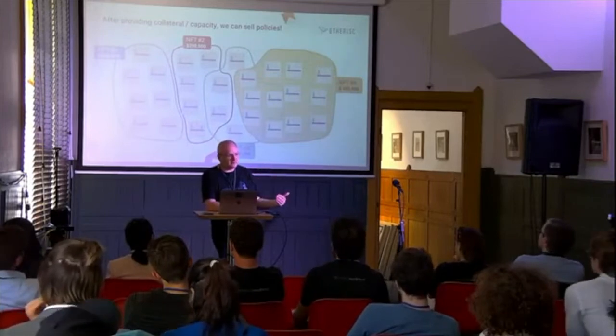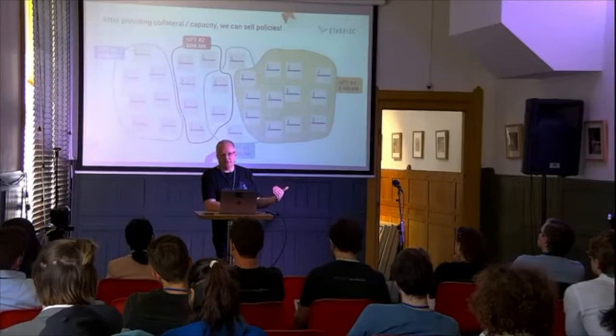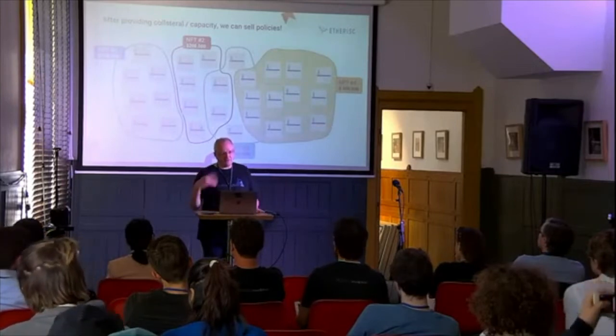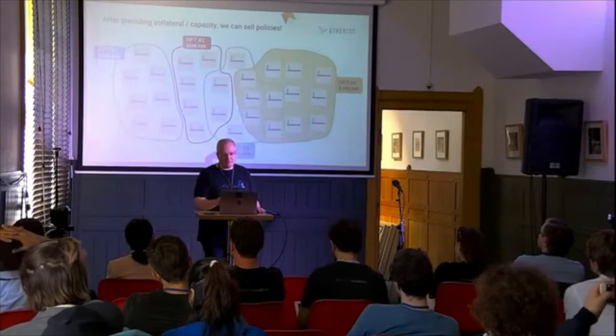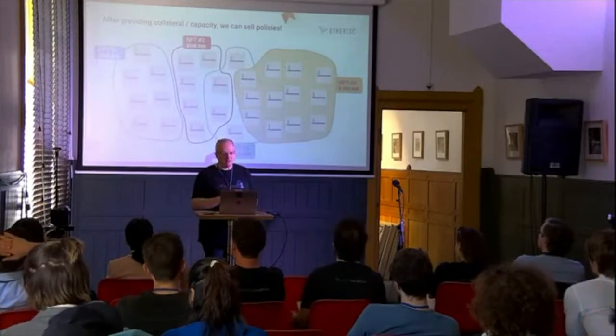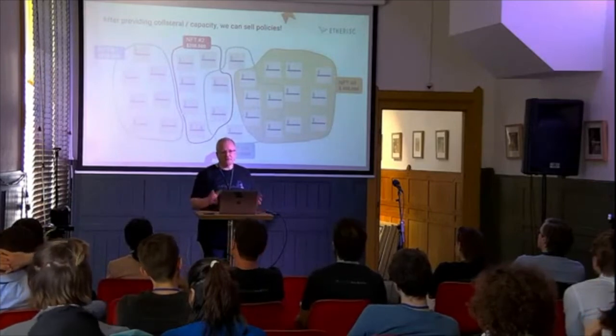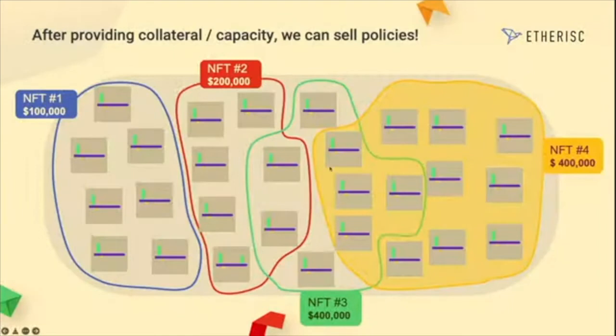You cannot sell a policy if you have no money in your bag. So first, create the NFT, provide it with capital, then you can sell policies and bundle them in the NFTs. So you now have these bags of NFTs, and you can see there are also overlapping NFTs. This policy in the middle is covered by two different NFTs.